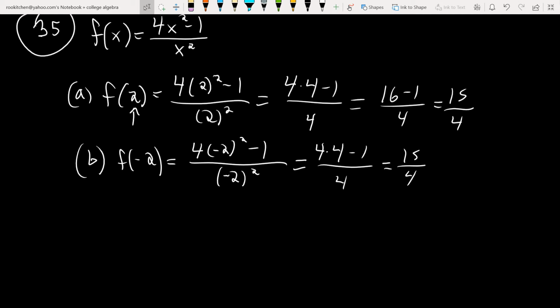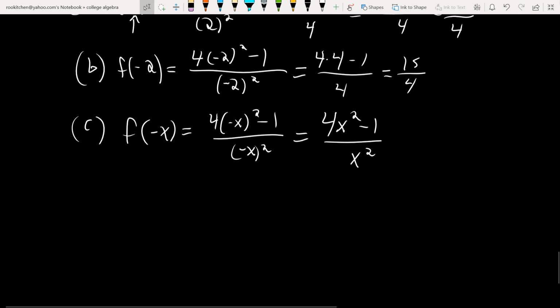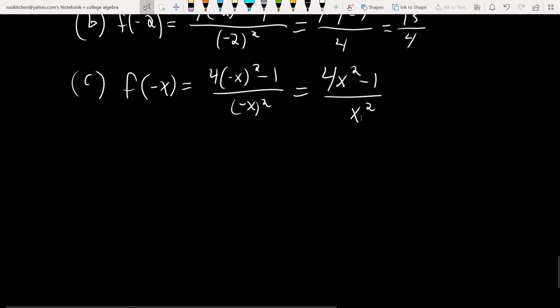Okay. Let's look at C. This time we want to put in negative x. So I have 4 times negative x squared minus 1, all over negative x squared. Negative x squared is just x squared, and 1 all over negative x squared is x squared. So if you plug in, just to the side, f of negative x in this case is equal to f of x. That of course means it's an even function. It's symmetric about the y-axis.